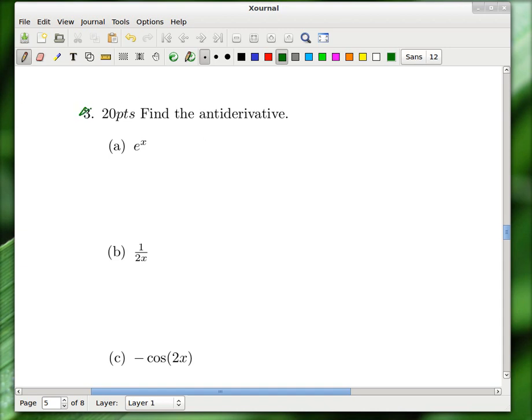Alright, this is not question 3, it's question 4. So this is about antiderivatives of these new functions that we learned.